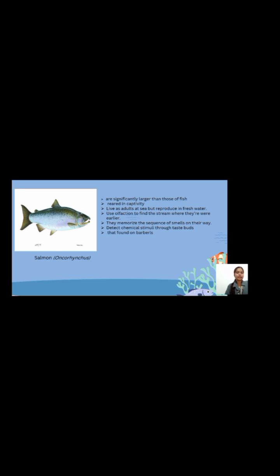Salmon use olfaction to find the stream where they were born. They memorize the sequence of smells on their way and detect chemical stimuli through their taste buds found on barbels. Bony fishes are found in shallow water species. They are the shallow water species that have color vision. They have the neuromast to detect movement and pressure changes in water. The neuromast is sensitive to vibration.